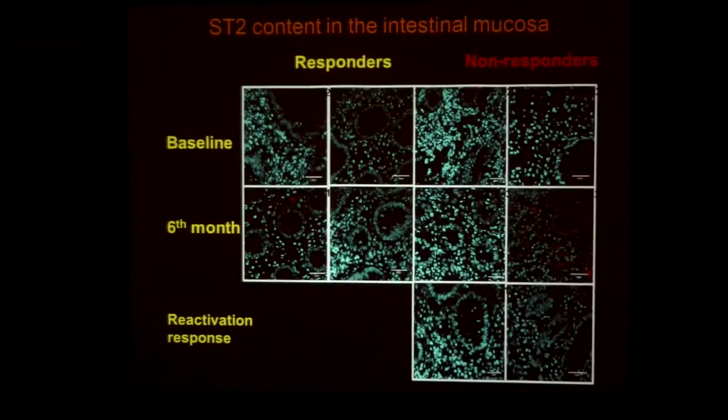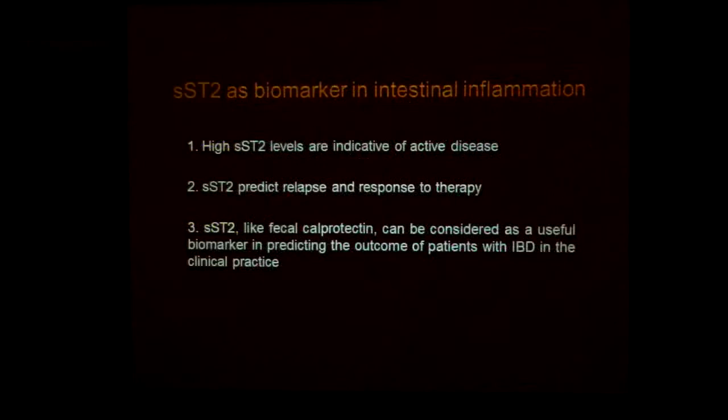So we also did immunohistochemistry to see if the levels of ST2 in the tissue correlate with, or have the same trend as, what we saw in the periphery. And we saw that in the responders, the levels of ST2 were decreased, but not in the non-responders. And when they reactivate, the levels of the marker, that is the red dots, decrease nicely.